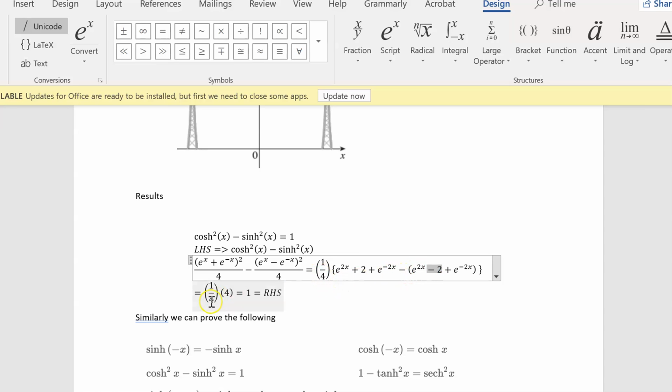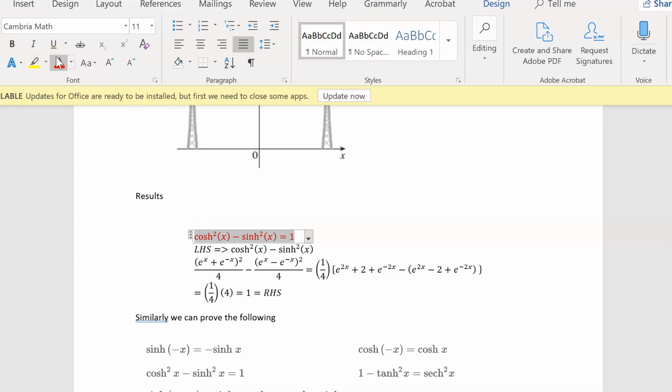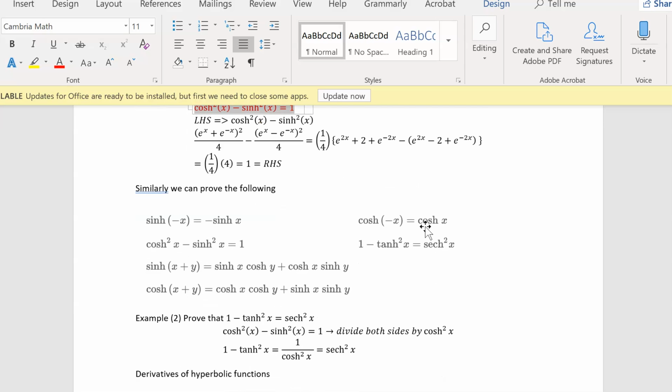So you have 1/4 in front, so 1/4 times 4 is equal to 1. So this is a beautiful result. It's the analog of a Pythagorean identity for hyperbolic functions: cosh squared minus sinh squared equals 1. So sometimes it is easier to say cosh and sinh without saying hyperbolic cosine and hyperbolic sine. I will try to stick to that.